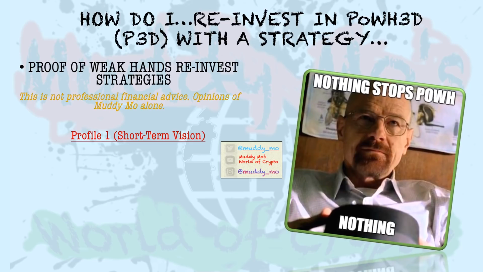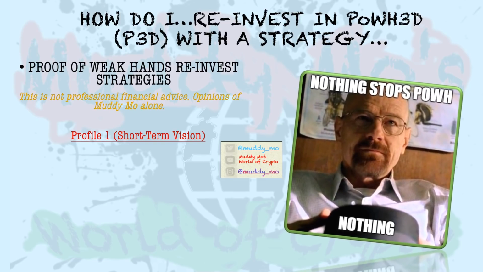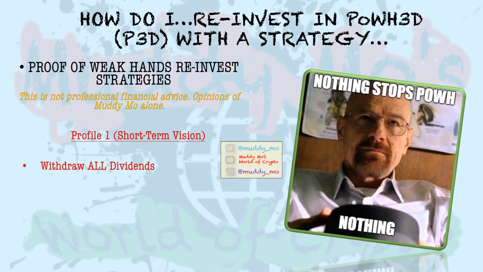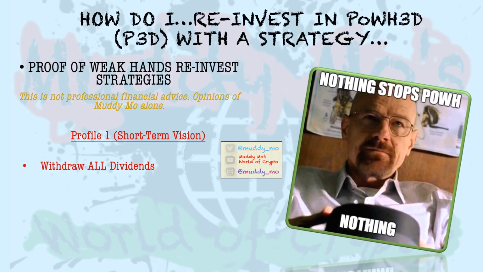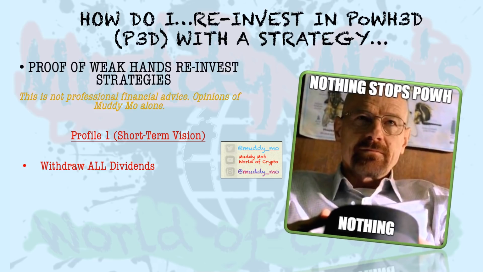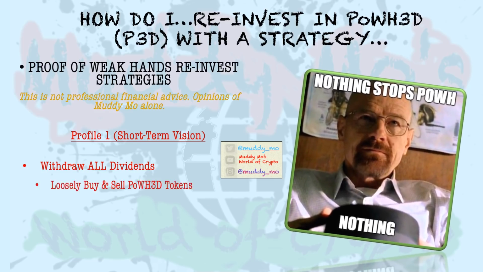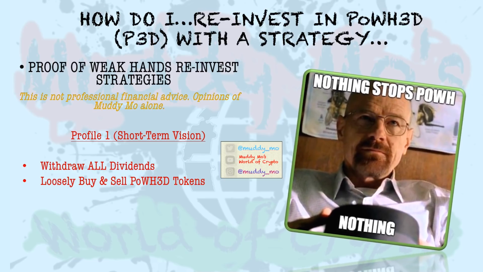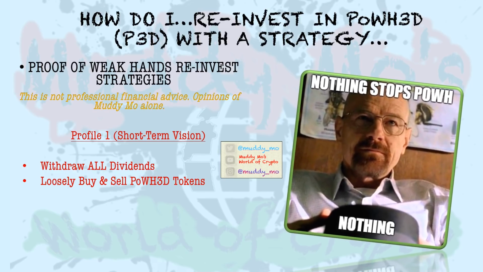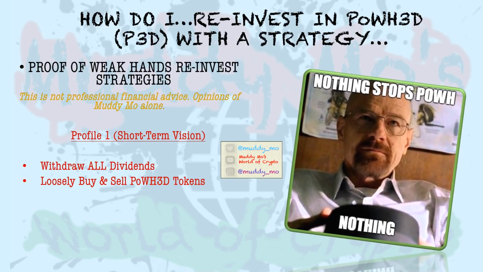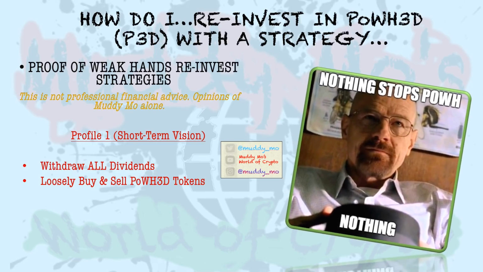So the first profile type is one that has short-term vision. Usually these types of people withdraw all the dividends. So any dividends they get from their P3D tokens, they take it right off. They want that money back quick. They're in a real fast life, fast lane. They also loosely buy and sell P3D tokens. They generally sell according to the price of the P3D token. So if the P3D token is being sold a lot, the value is going down, which means your ETH value is going down. These types of people sell very fast.